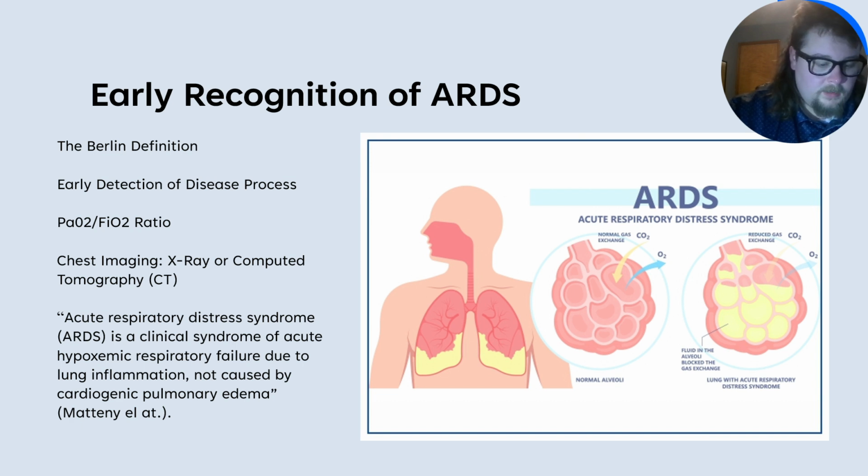Also, another thing we can look at is chest imaging with X-rays and computed tomography, or CT scans. You'll see bilateral opacities without effusions, lung collapse, and nodules on both X-rays and CT scans, CT scans being just a bit more detailed.